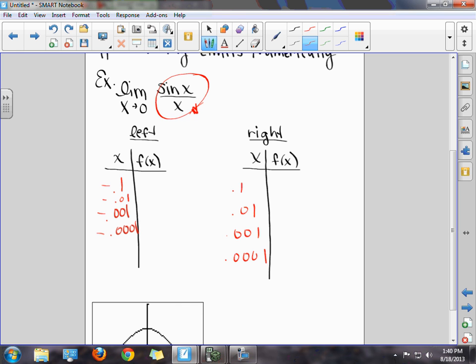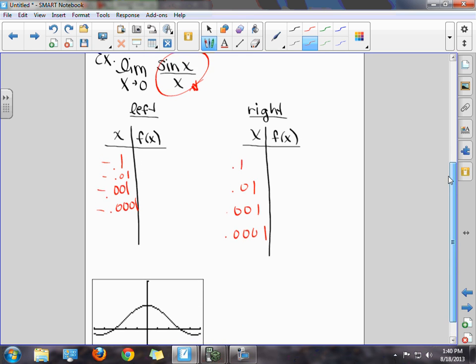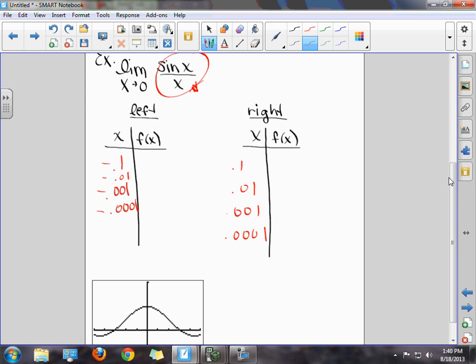You always want to make sure you look at what's happening on both sides whenever you are approximating a limit numerically, because sometimes they can do very different things. So we plug and chug, and we want to see what these values are. So this is what I get.